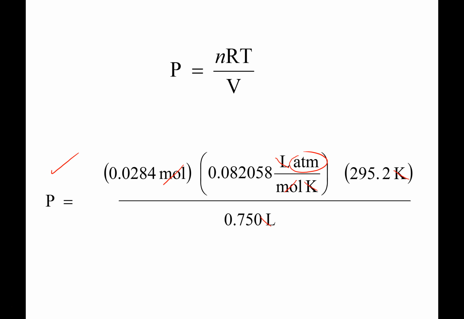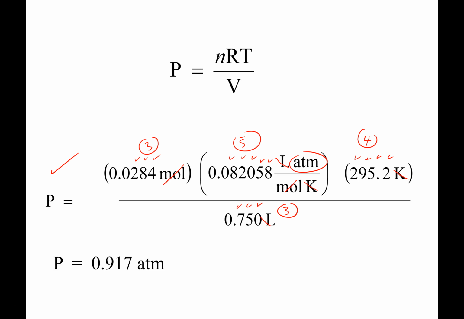So how many sig figs are we allowed in our answer? I'm liking 3 because we have 3 here. We actually have 1, 2, 3, 4, 5 here, but we're always conservative, so go with the fewest. We have 4 here, and we have 3 here. All semester long, we've used the same rules for rounding. So here we go. Did you get 0.917 atmospheres?